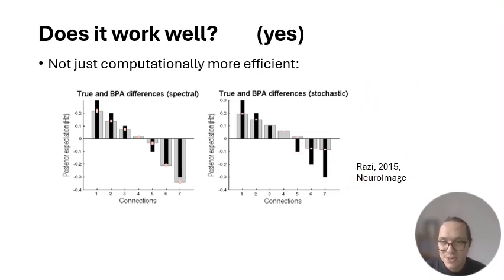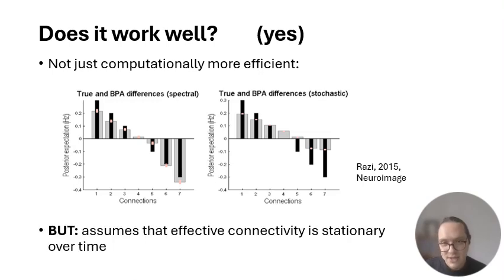So it works well and is computationally more efficient, so that's great, but as I said on the last slide, it does assume that the effective connectivity is stationary over time. So the kinds of questions that you're able to answer are constrained to ones about group differences. Although, because you have no task, that's normally the kind of question that you're interested in asking when you're doing resting state DCM anyway.